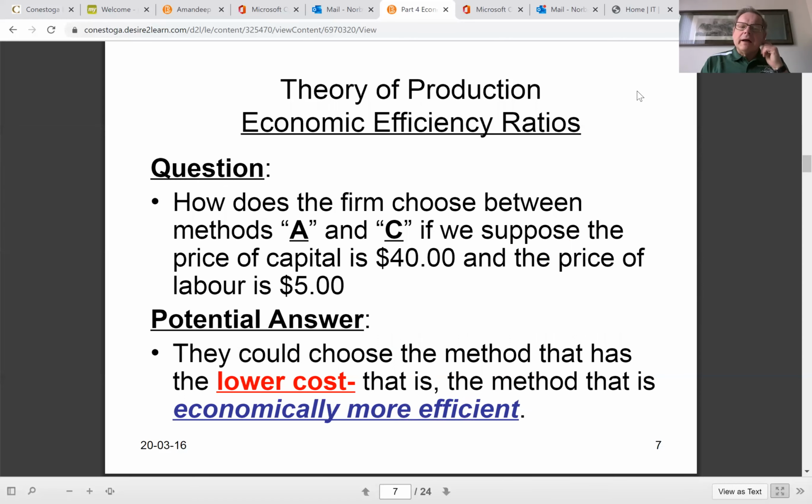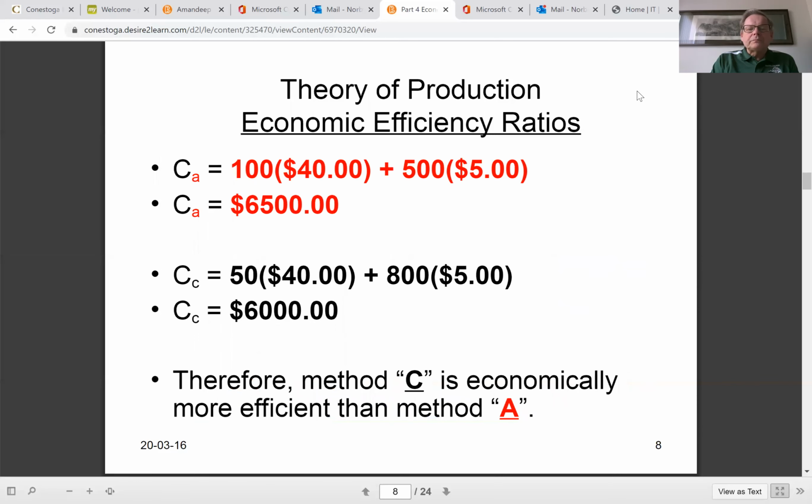So how do we decide? Well, we decide by looking at the costs. So method A and C, if we suppose that the price of capital is $40 and the price of labor is $5, we will have to look at costs of the two methods and hopefully pick the one that comes in at the lowest cost, and that would be the economically more efficient method.